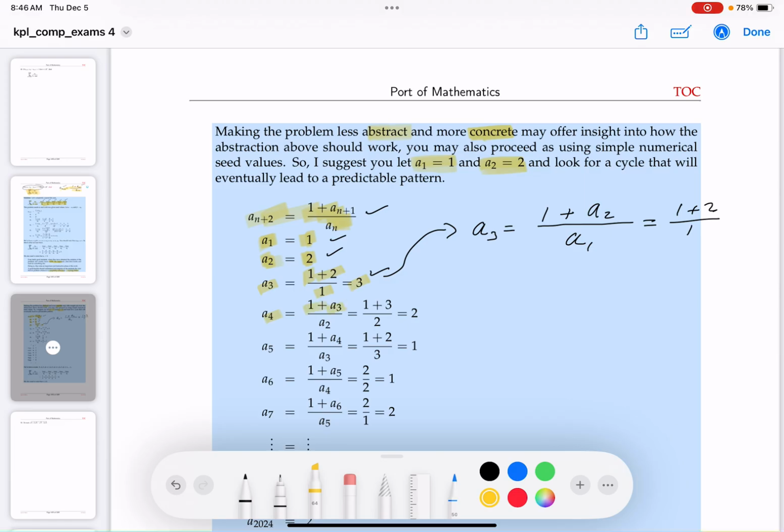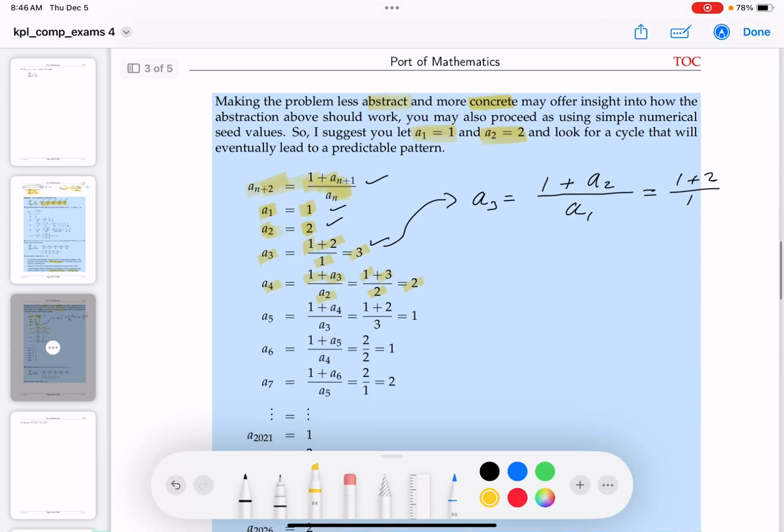What's that going to be? 1 plus A3 over A2. Well, I'm looking at it. It's 1 plus A3, which is 3. A2 is 2. 1 plus 3 is 4. 4 divided by 2 is 2. Not so bad. Now, let's keep going. What's A5? I'm looking for a pattern, by the way. I'm hoping to see something that cycles.